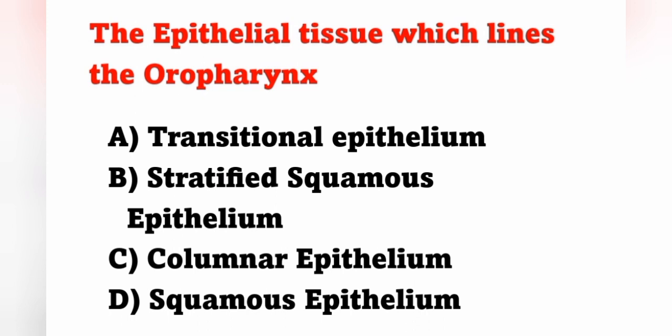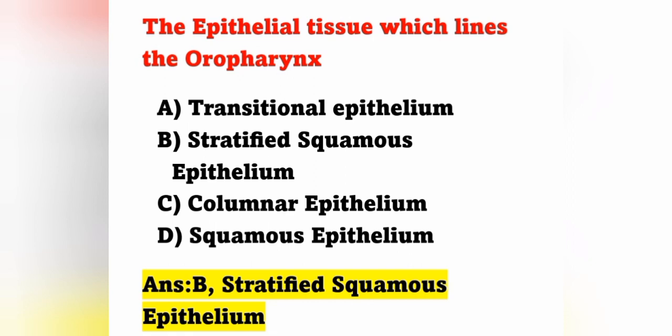And the next question, the epithelial tissue which lines the oropharynx. Options: option A transitional epithelium, option B stratified squamous epithelium, option C columnar epithelium and option D squamous epithelium. Epithelial tissue which lines the oropharynx is stratified squamous epithelium. Option B is the correct answer.